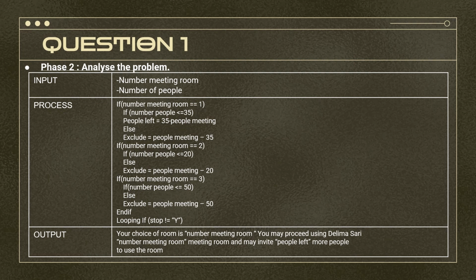And for the output, your choice of room is the number meeting room that you choose. For example, you choose number meeting room 1 or 2 or 3. And then you may proceed using the Delima Sari 1 or 2 or 3, which is the number meeting room, and you may invite the total people left to use the room.